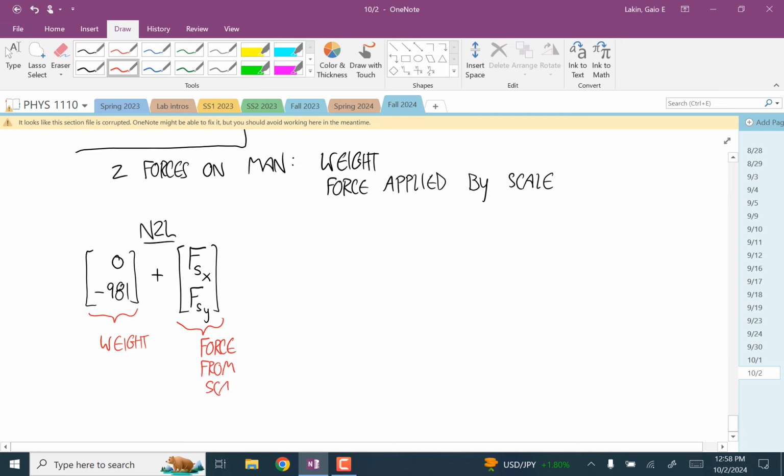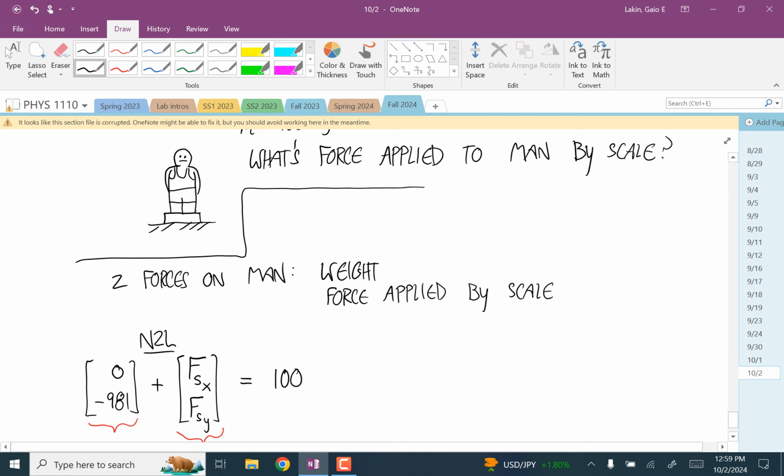This is the force from the scale. Now, these are all the forces acting on the man, so now we can say this is equal to the man's mass, 100 kilograms, times the man's acceleration. Okay, so what's the man's acceleration? He's not in free fall, he's just standing there, not moving. So his velocity is 0, and his velocity is just staying 0, so the velocity isn't changing. So what's the acceleration? 0. Because the velocity is constant.